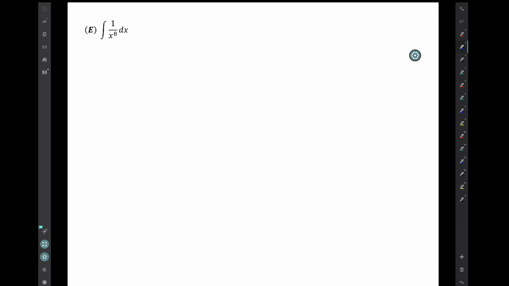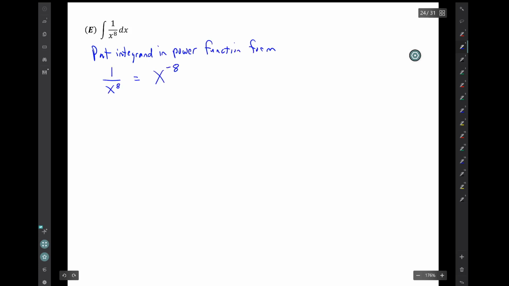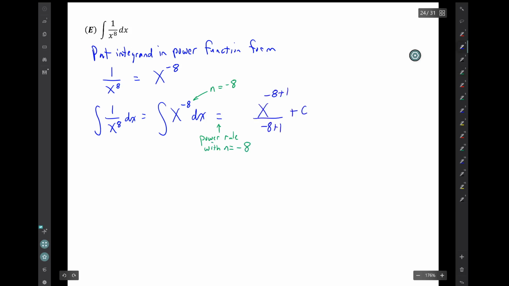Question E, indefinite integral of 1 over x to the 8th. Well, here we need to put this integrand in power function form. Now we can find the integral. The result is the indefinite integral is minus 1 over 7x to the 7th plus c.